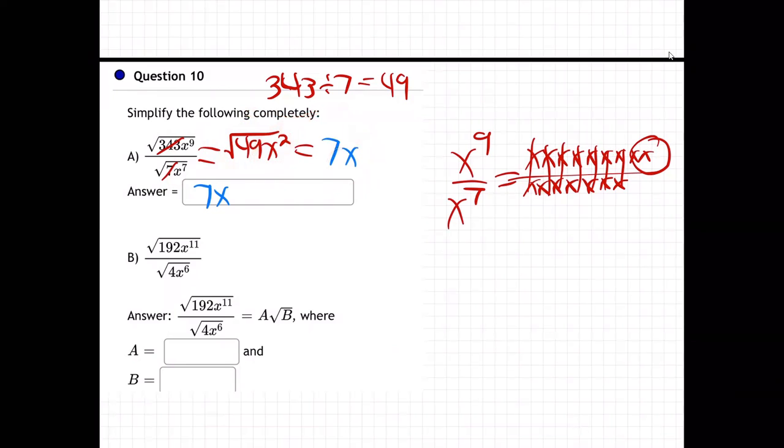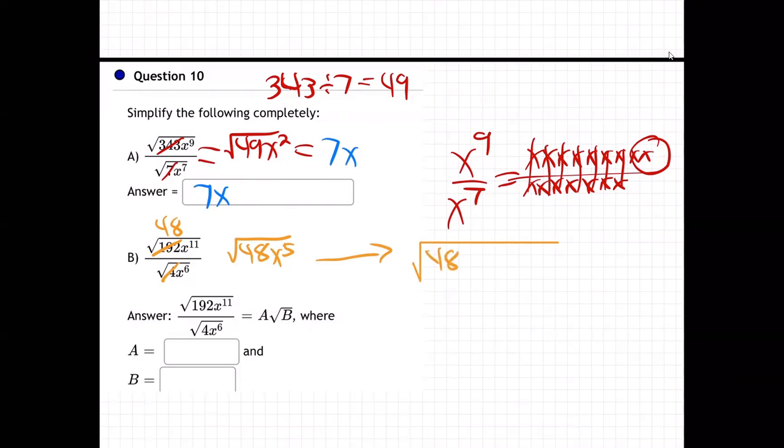Now let's try the next one. Is it similar? I think so. So 4 goes into 192, 96, and I think it's a 48. Yeah, 48. And so that's going to be square root of 48. And then what about the x's? They subtract, x to the 5th. No more denominator again because it all divided into the numerator. But then that's a little harder to simplify, isn't it?